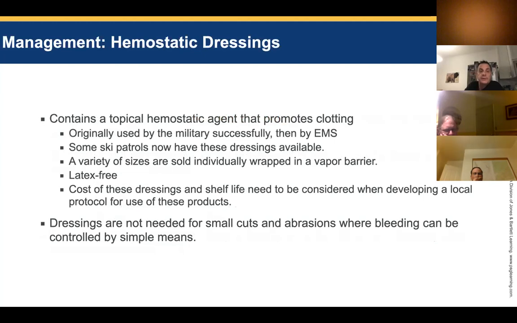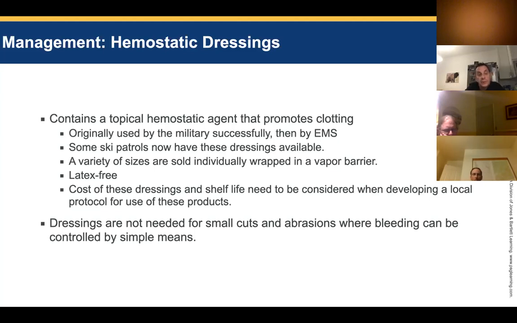Hemostatic dressings contain a topical hemostatic agent that promotes clotting. Originally used by military successfully in the EMS. Some ski patrols now have these dressings available. Mike, can you help me out here? Do we have hemostatic dressings that have the chemical agents? No, didn't think so, but I want to verify it.